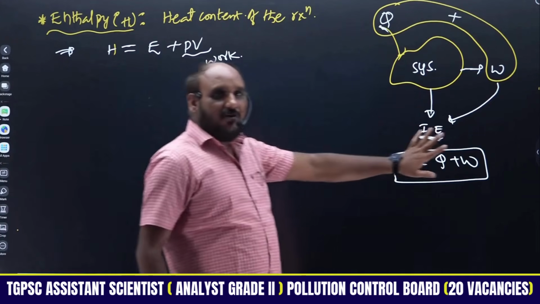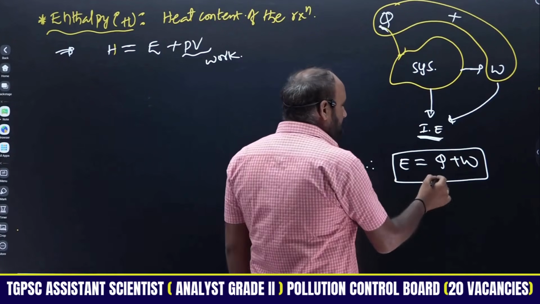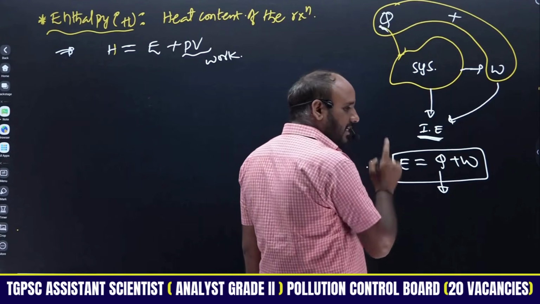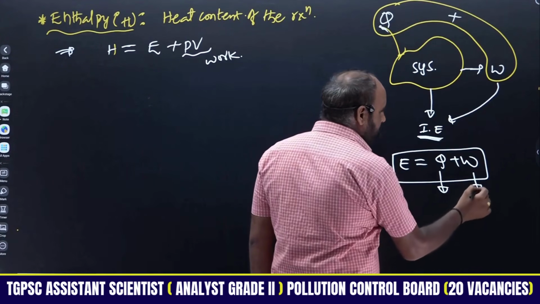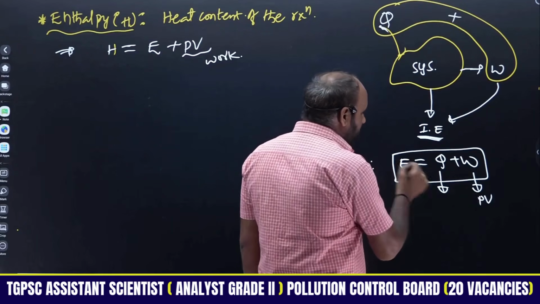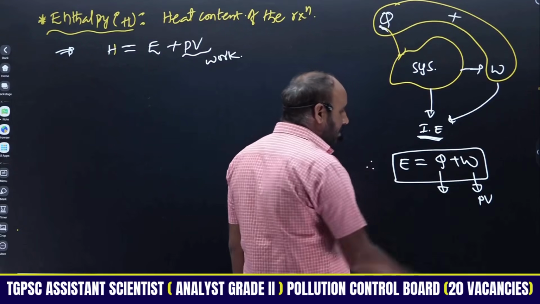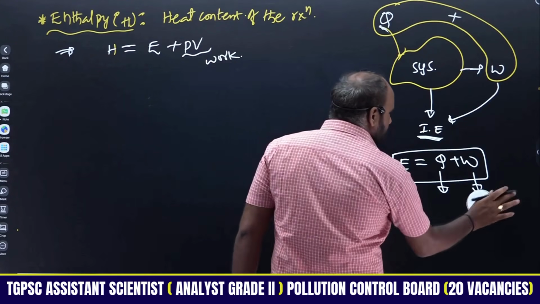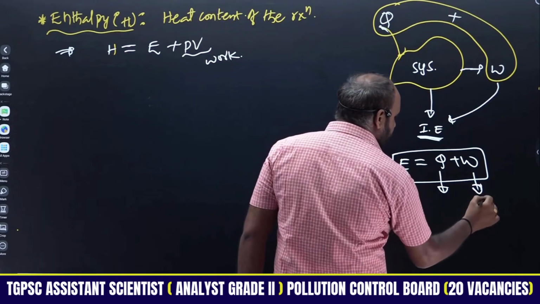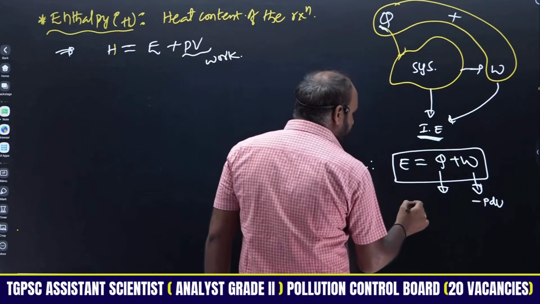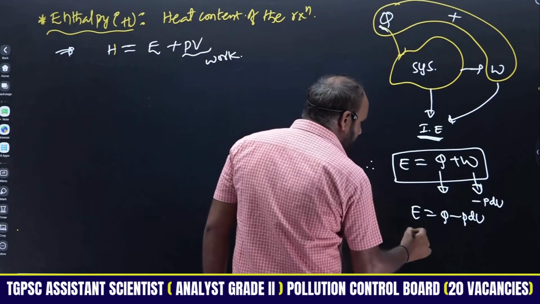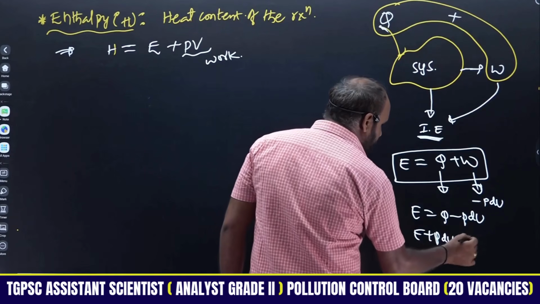Here, Q is the heat, right? This Q will be equal to internal energy plus pressure-volume work. We already know that the work done by the system is minus PdV. Therefore E is equal to Q minus PdV, so E plus PdV is equal to Q.